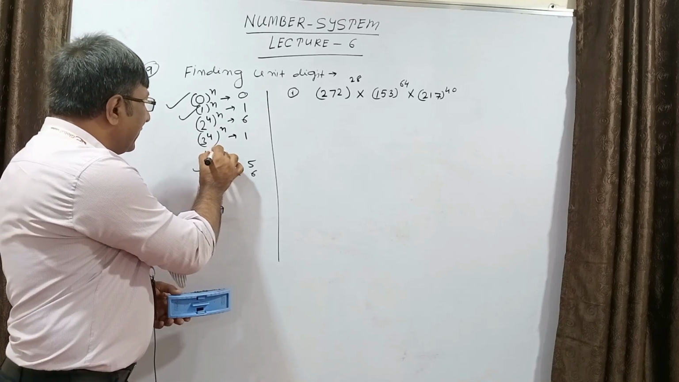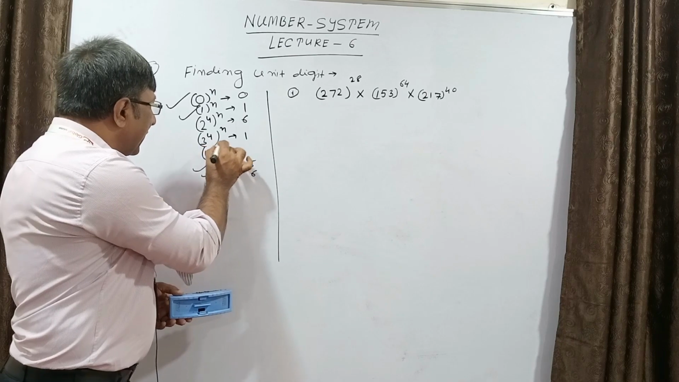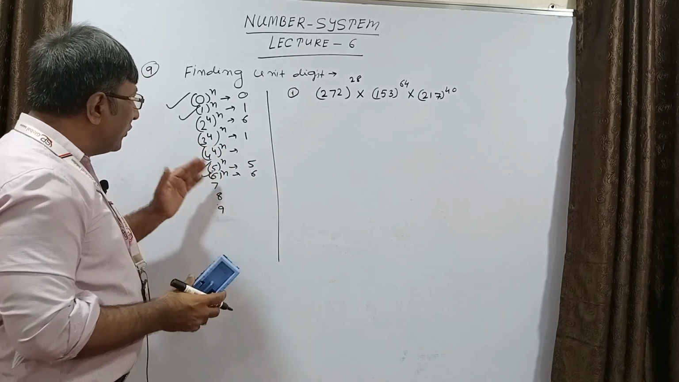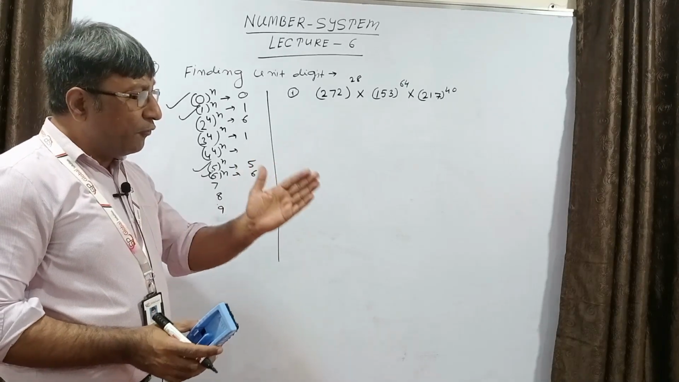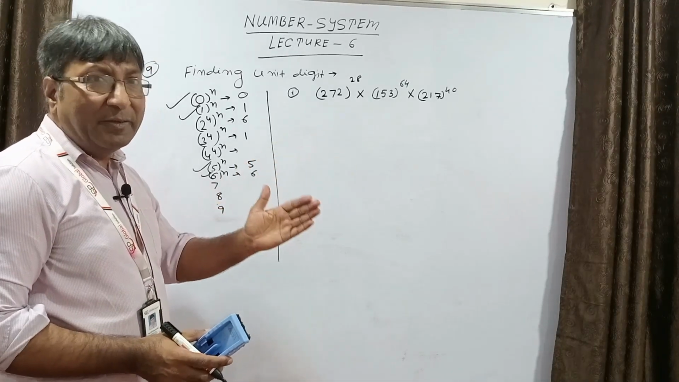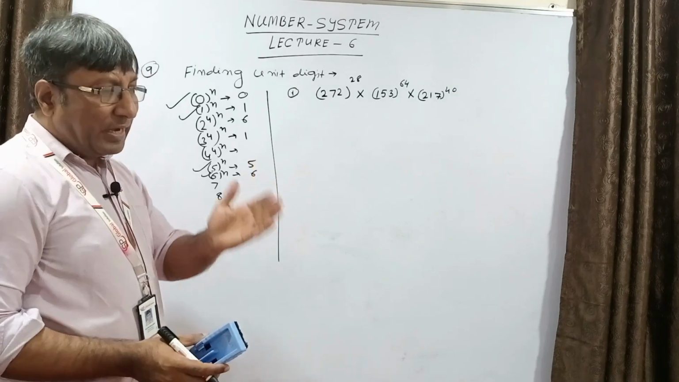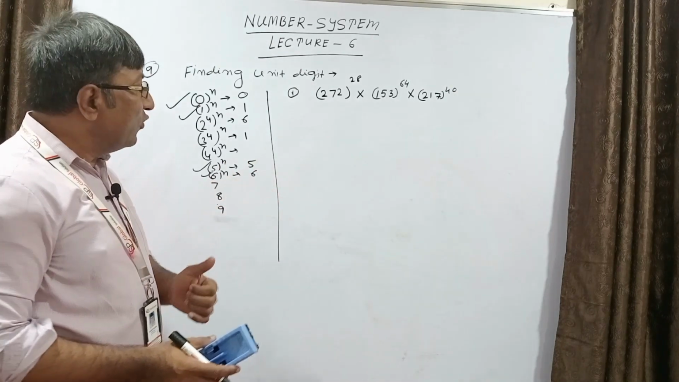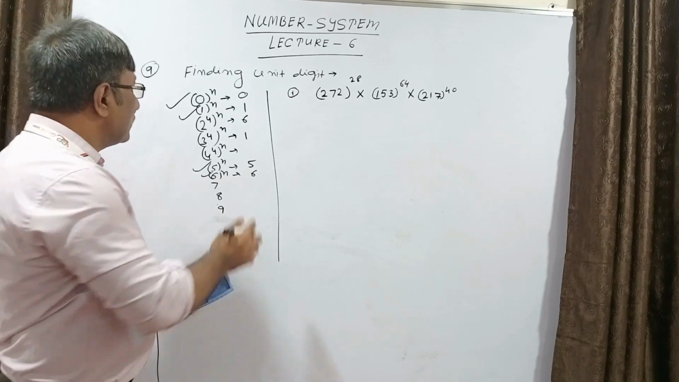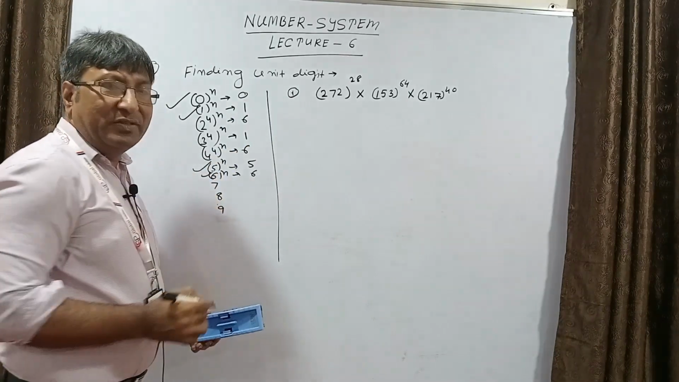Similarly here 4. If again we convert this to 4 to the power 4, let us check: 4 times 4 is 16, unit digit 6. Again 4 times 4 is 16, unit digit 6. So 6 into 6 is 36. So the unit digit will be 6. So here the unit digit is 6.